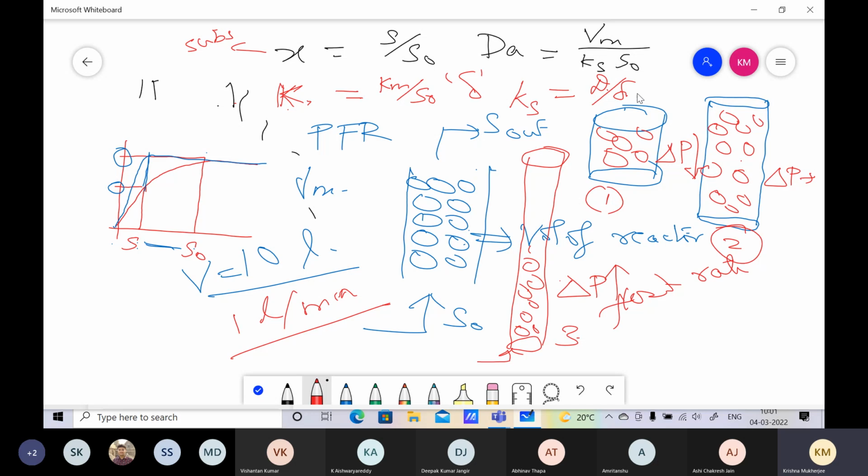So delta is a function of flow rate. As you make that pipe thinner and thinner, your Ks values increase. And if your Ks values increase, your Damköhler number goes down, and therefore your efficiency.